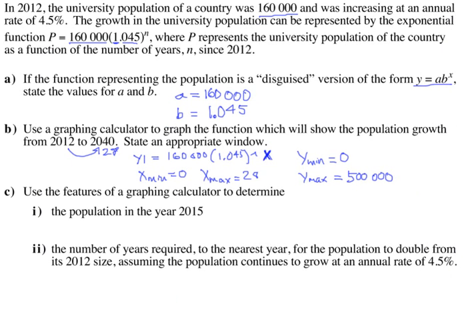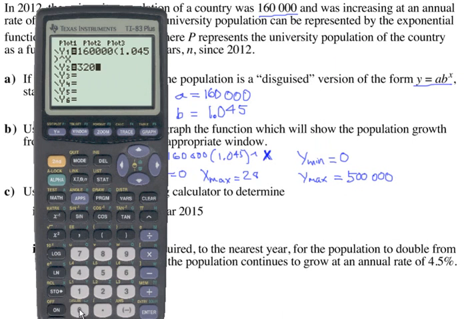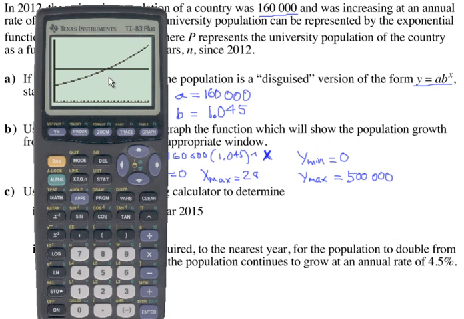And finally, the number of years required for the population to double from its 2012 size. So we're at 160,000. Doubling would mean we hit 320,000. I'll just put in that line. There we go. Here's our original amount. Here's double that amount, and we hit it right there. Quick and dirty answer, hit trace, move the bug until it's right over that intersection point, and it'll take like 15.78 years for them to meet at 320,000. So we'd round that to about 16 years in the future, which is about the year 2028.